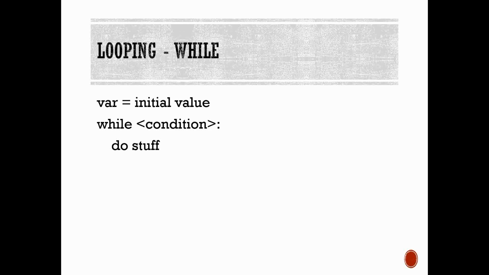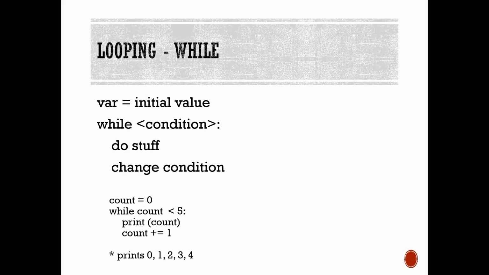In the for loop, if it never incremented, we would never be able to get out of the for loop. In the while loop, we can manually set that increment by, and I'm going to call it change the condition. We need to be able to change the condition so that we can get out of a while loop. So here is an example.